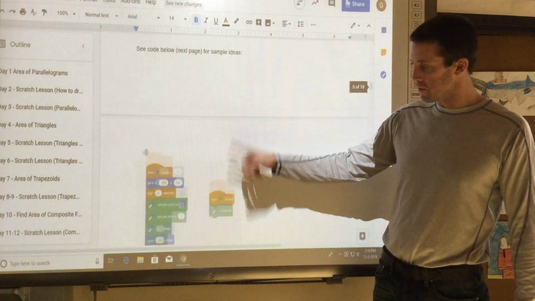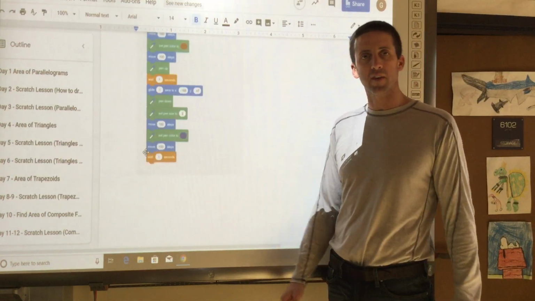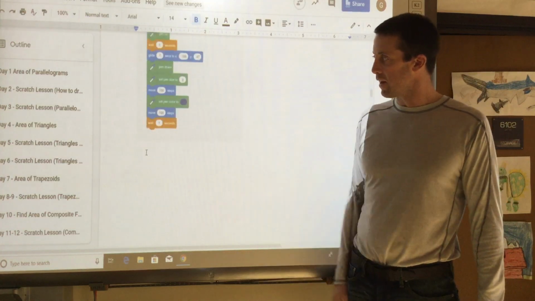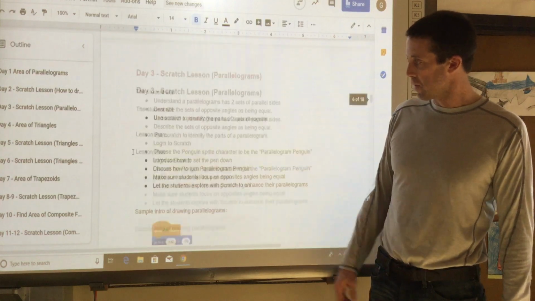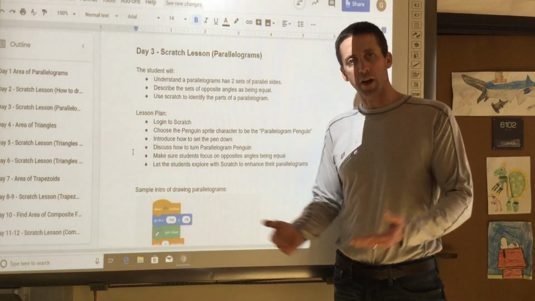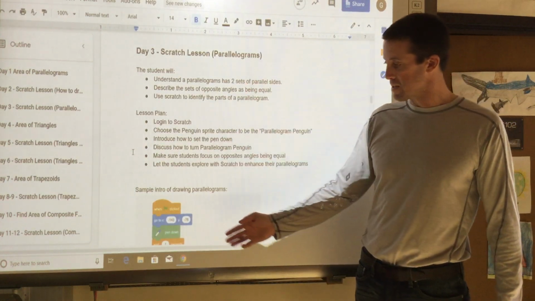I will include some sample coding for teachers, maybe first-time users, so they have an idea of how to get the pen to work. But once we get through the idea of how to use the pen, we will go to the next page, which would be day 3, and we'll actually take that pen feature and draw some sample parallelograms. So once again, a basic overview.